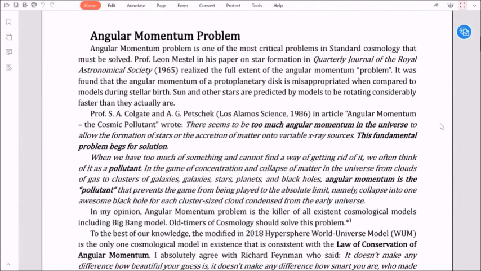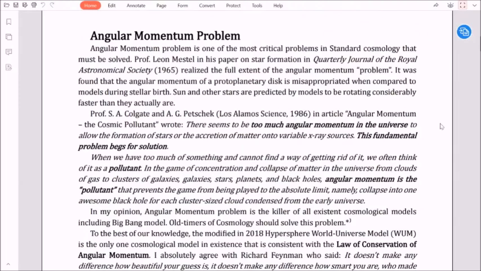Professors Colgate and Petschek from Los Alamos Science, in the article "Angular Momentum, the Cosmic Pollutant," wrote: there seems to be too much angular momentum in the universe to allow the formation of stars or the accretion of matter onto variable X-ray sources. This fundamental problem begs for solution. When we have too much of something and cannot find a way of getting rid of it, we often think of it as a pollutant.